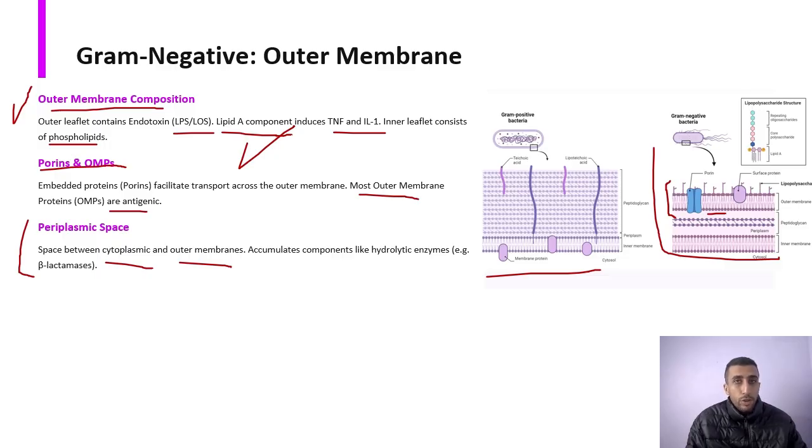It accumulates components like hydrolytic enzymes such as the beta-lactamases. The beta-lactam antibiotics try to fight the bacteria, and they are not very efficient against gram-negatives because the periplasmic space, which is unique to gram-negative, contains hydrolytic enzymes such as the beta-lactamase. So this is regarding the gram-positive and the gram-negative bacteria. First, the difference, which is the outer membrane.